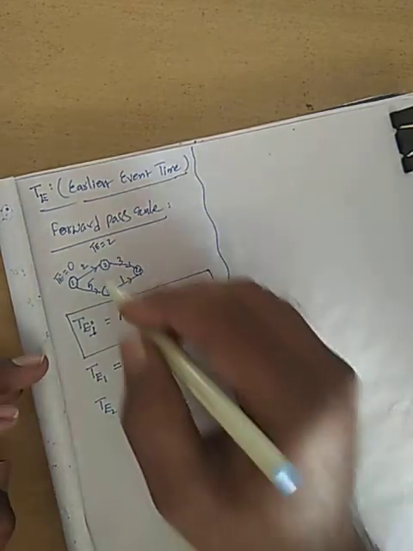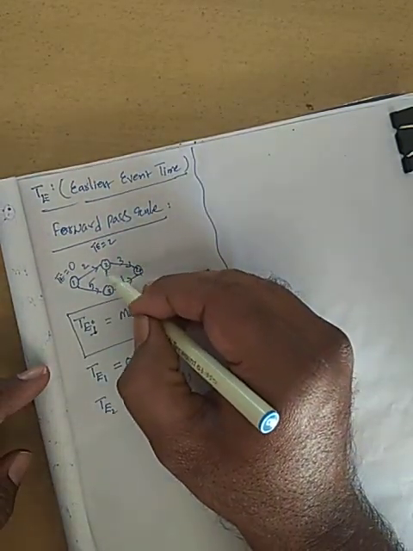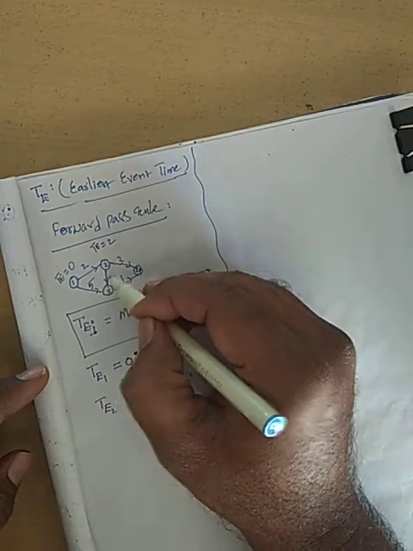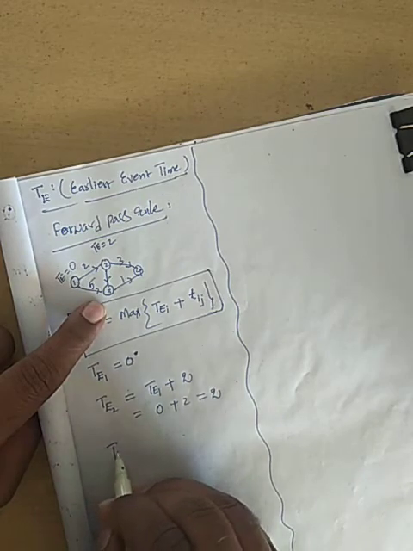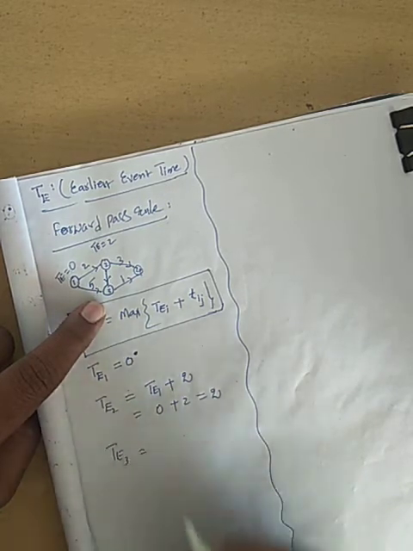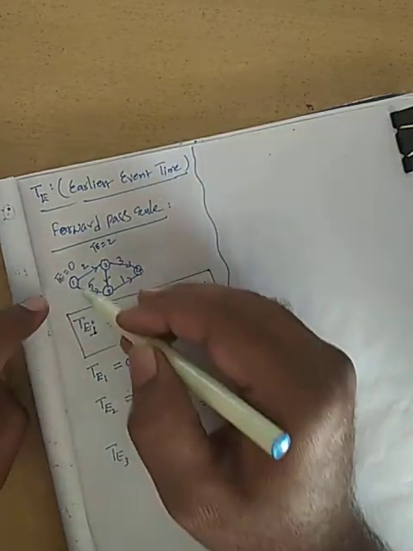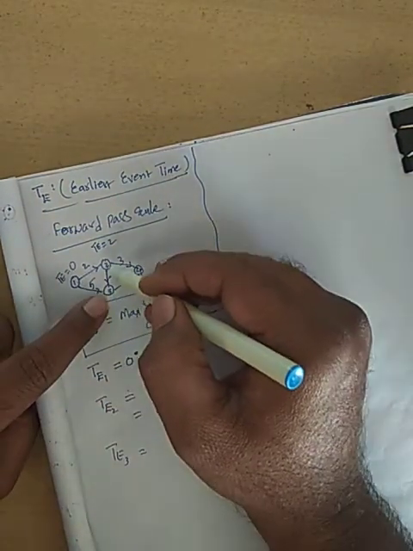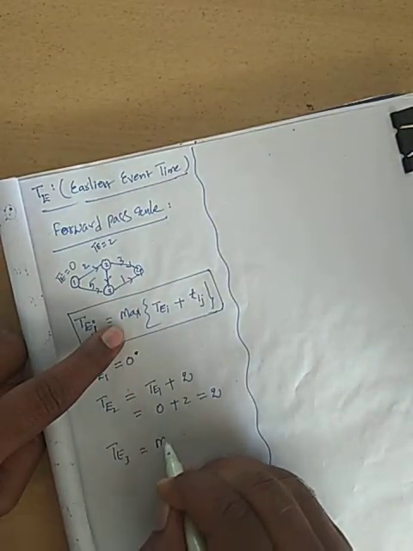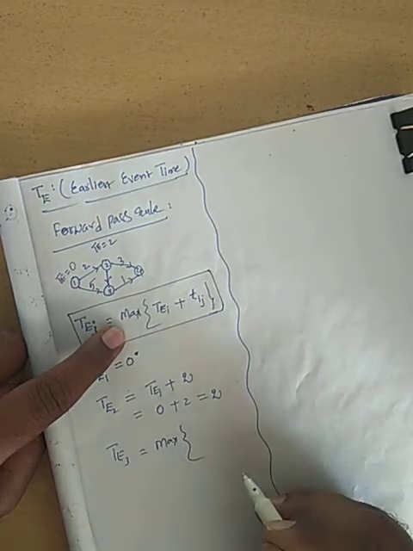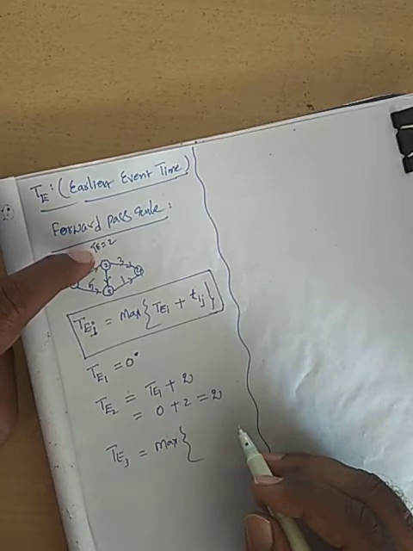Now, let us suppose that here I am putting one more arrow mark like this. Now I want TE3. Okay. Now to get to TE3, how many roots are there? From 1 to 3, 1 root. From 2 to 3, 1 root. Here I need to apply the full formula, that is max of.